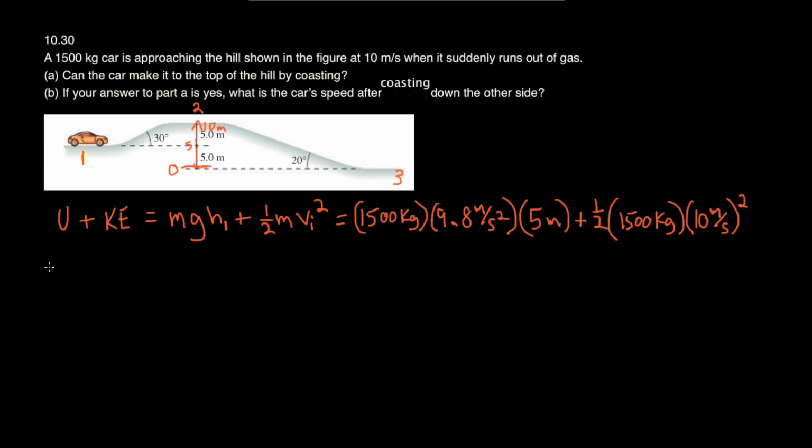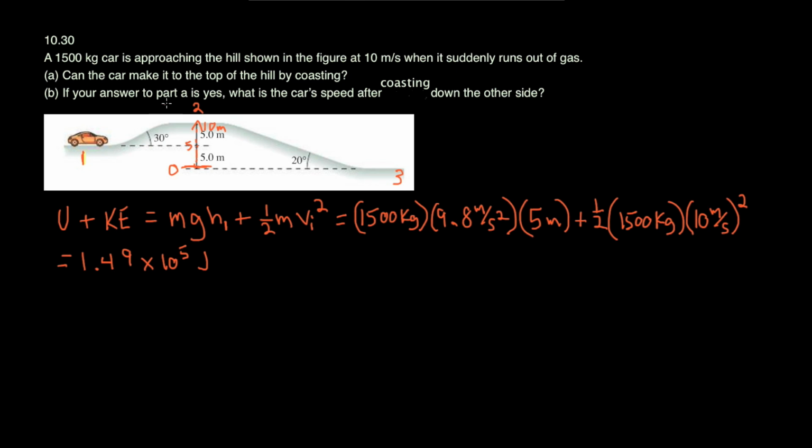Okay, so when we plug this into our calculator, what we get is 1.49 times 10 to the 5th joules. So that's our initial energy, the potential and the kinetic energy at the first point. And remember that the sum of these energies isn't going to change as we go from 1 to 2 to 3. They're all going to be the same total.